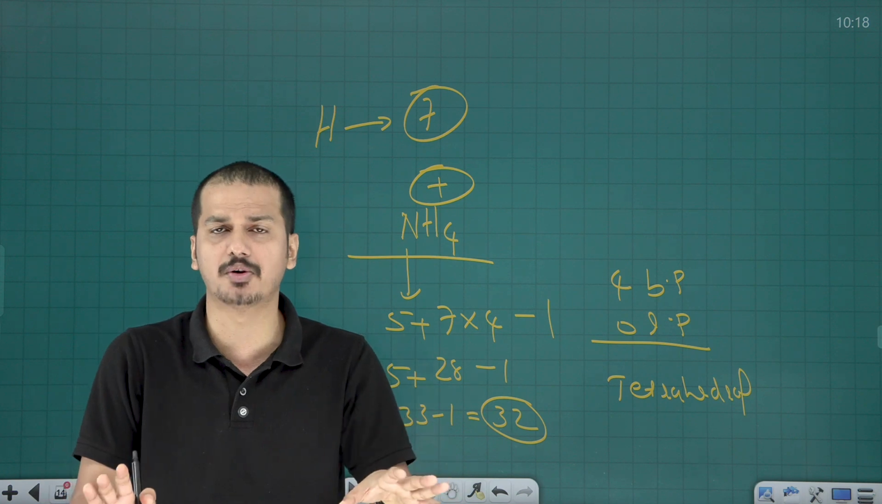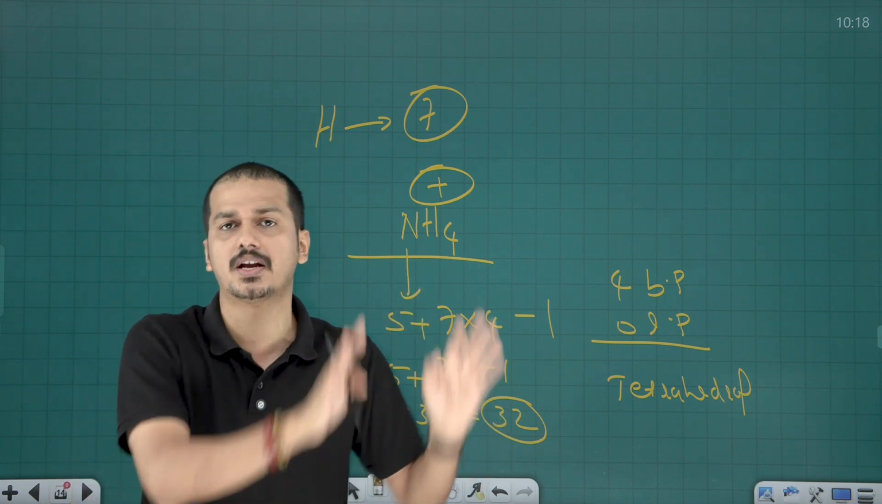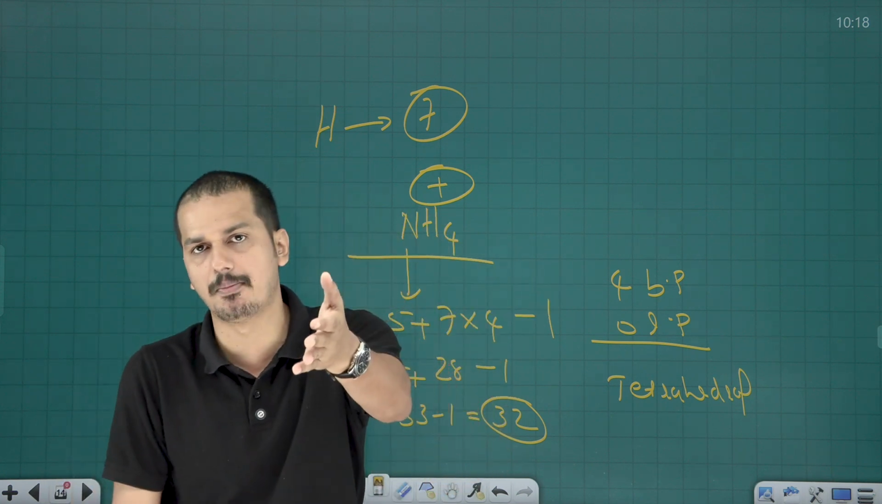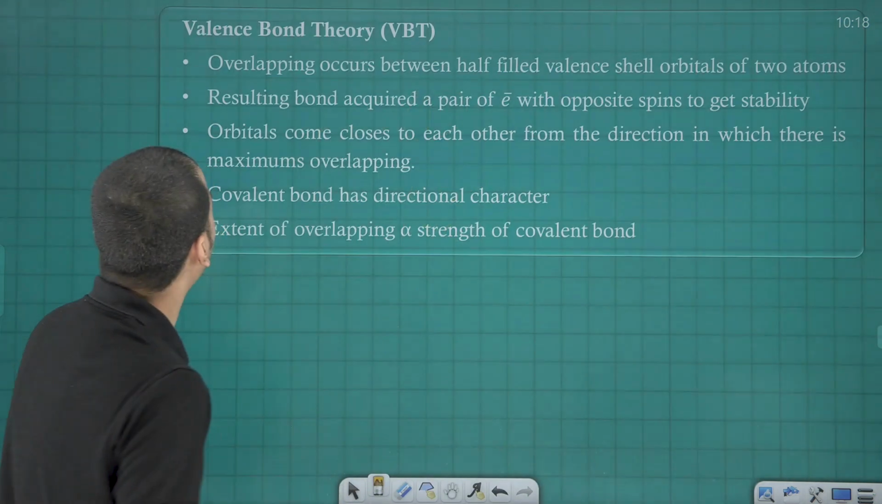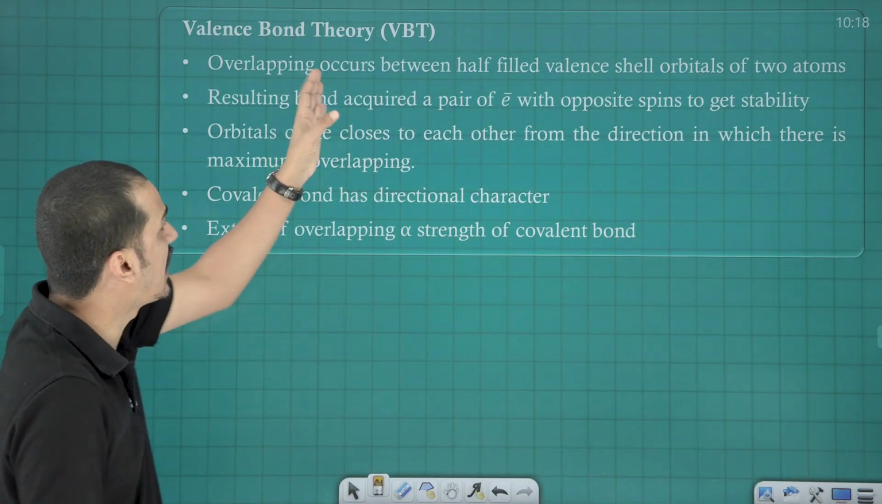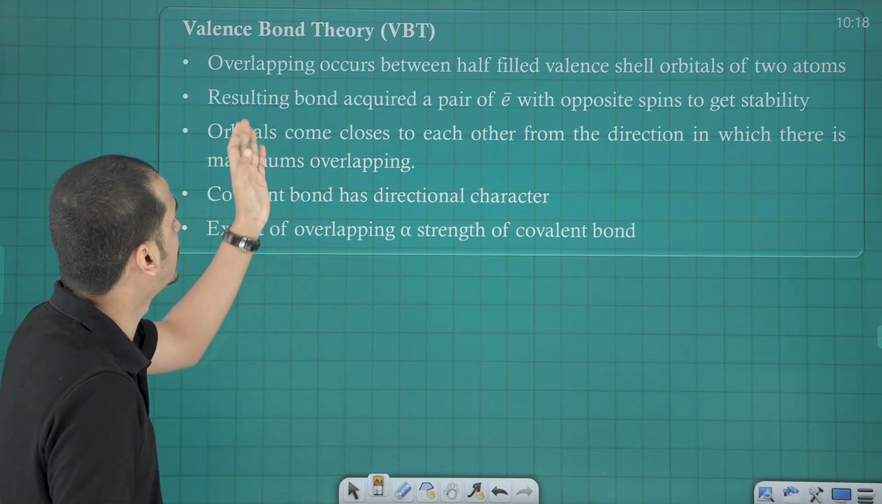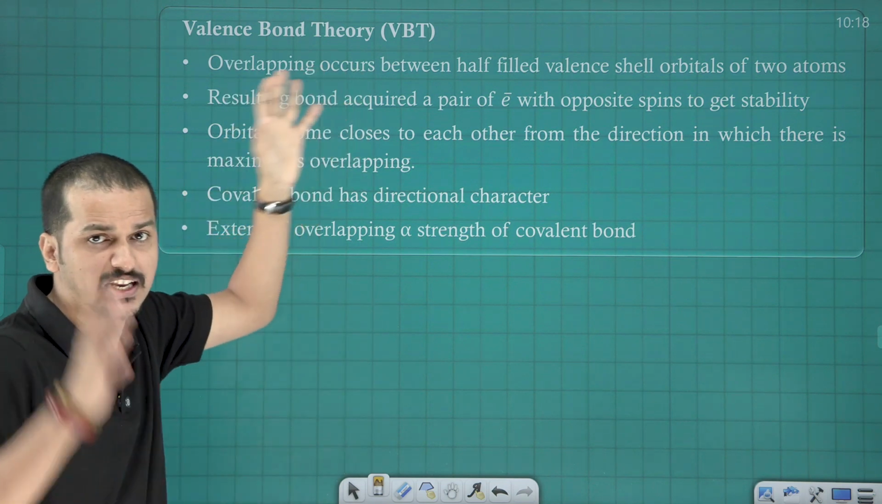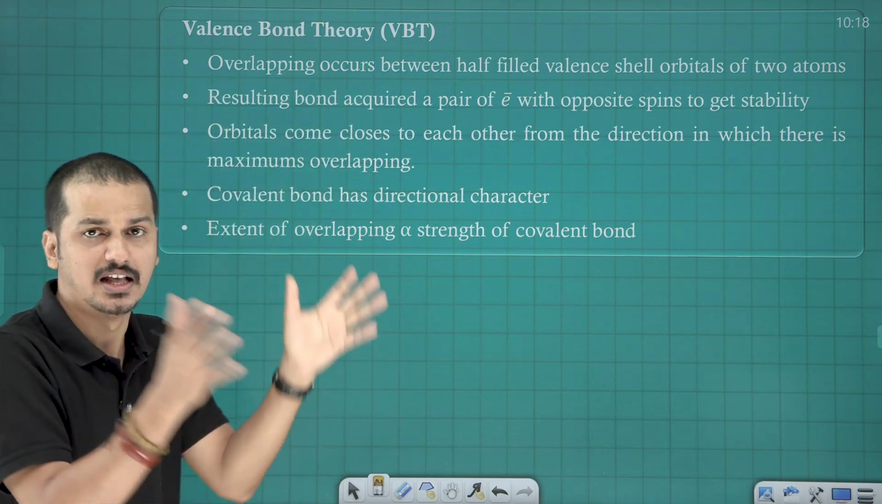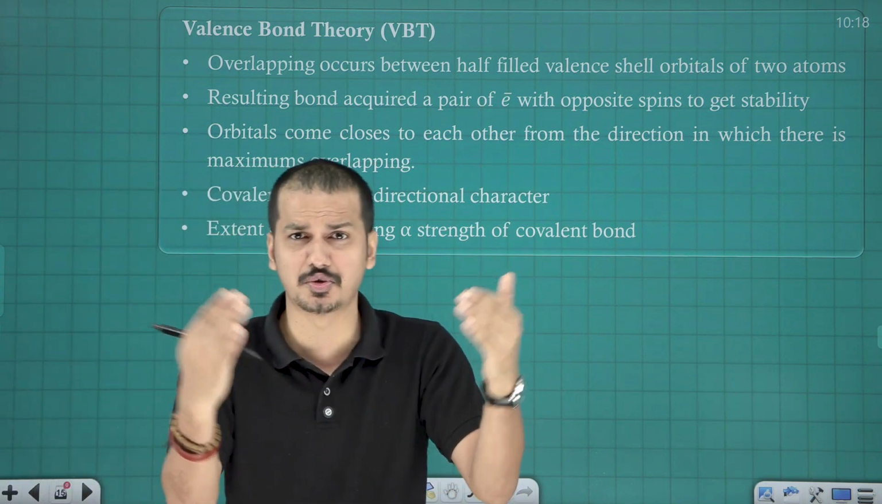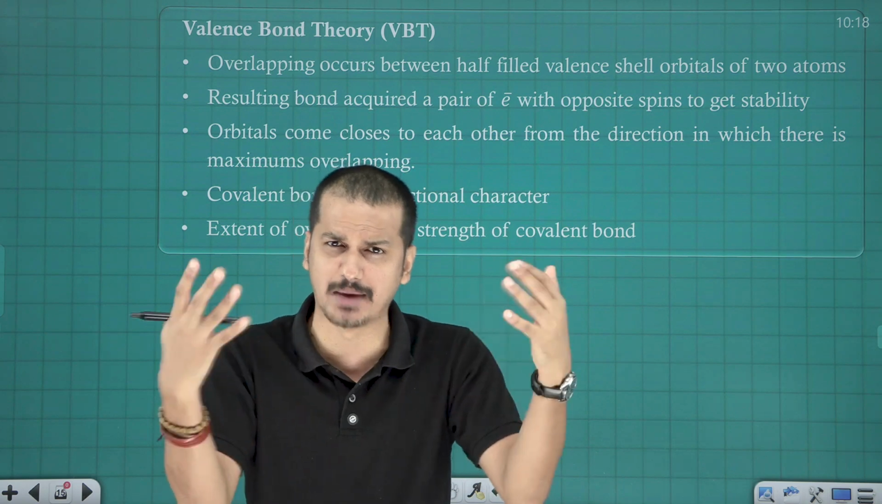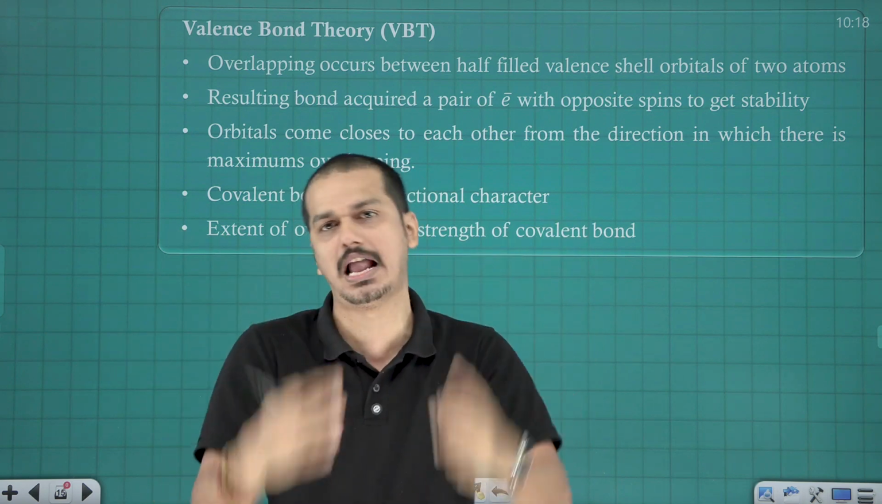Yeah, this is the idea about the calculation of bond pairs and lone pairs. If you know the bond pairs and lone pairs, you can tell about the shape. Ready? Yeah, we can go to the next idea, that is valence bond theory. In valence bond theory, overlapping occurs. They are explaining about the overlapping of atomic orbitals. The bonding is because of the overlapping. The covalent bond between two atoms is mainly because of the orbital overlapping.